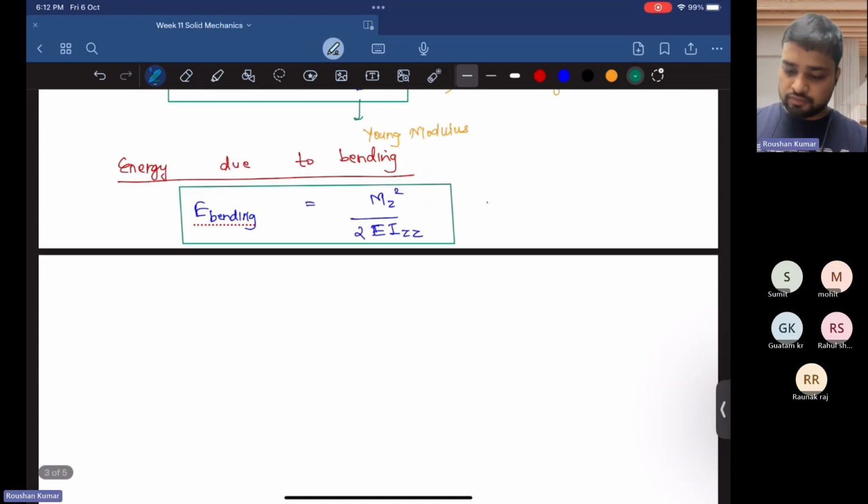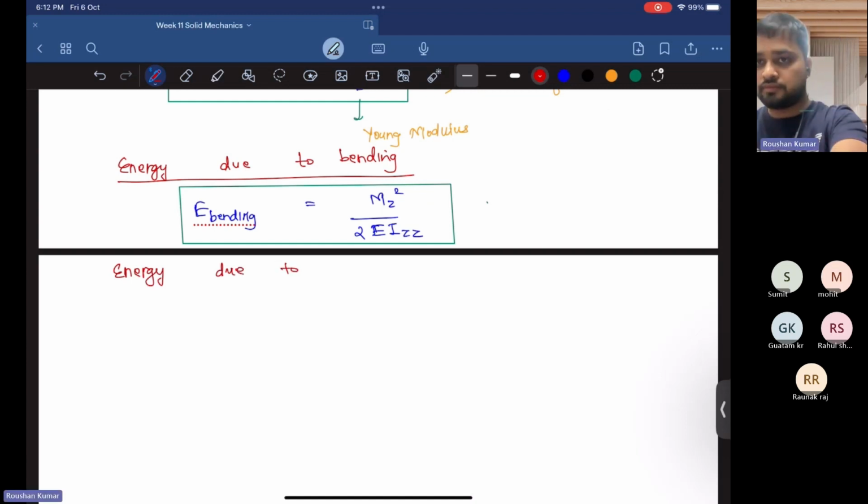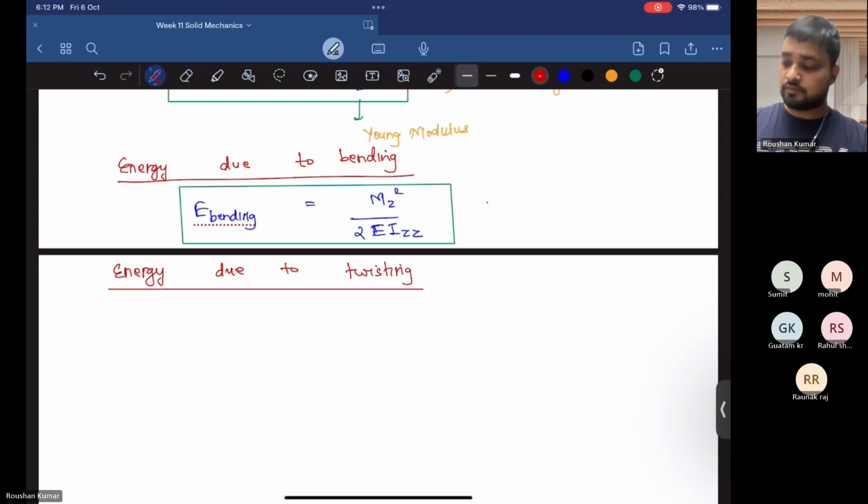Next is energy due to twisting. It is given by this relation: T square upon 2GJ.